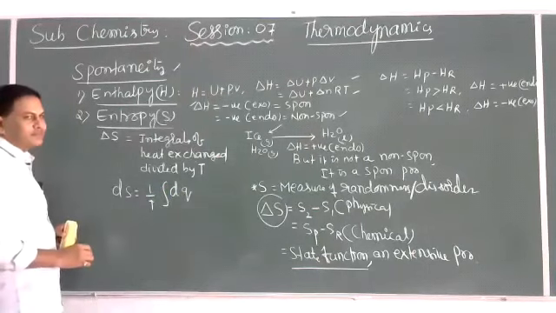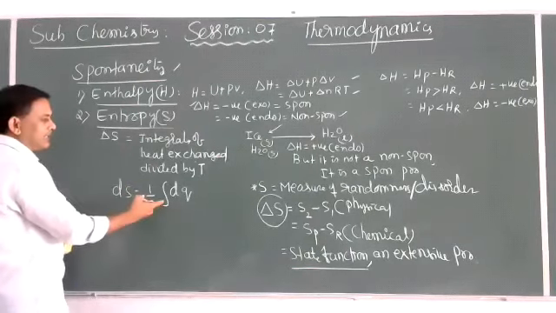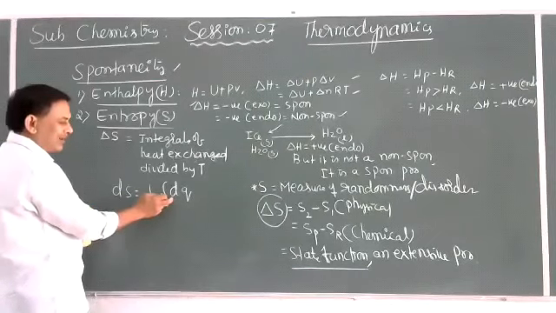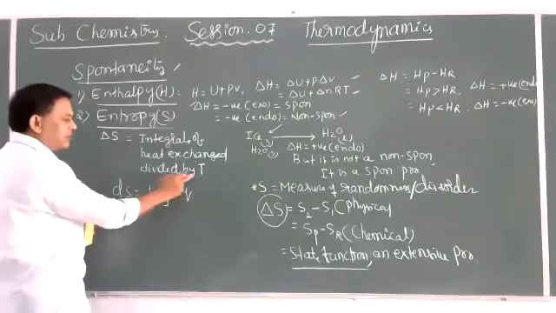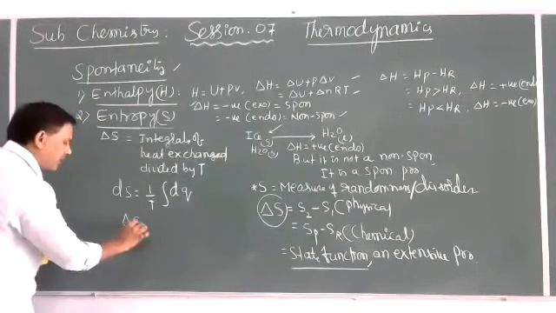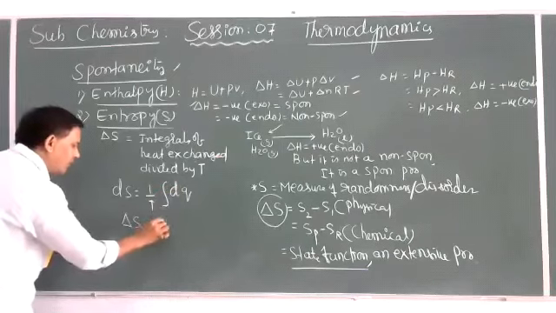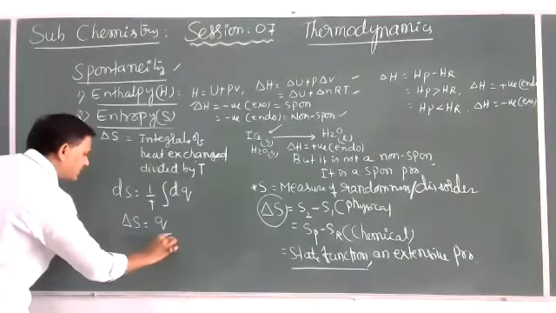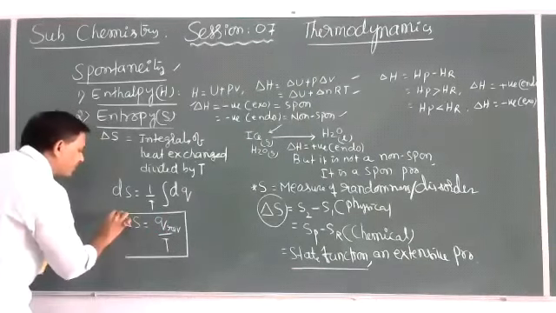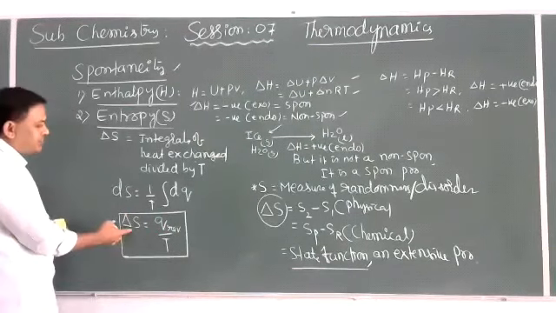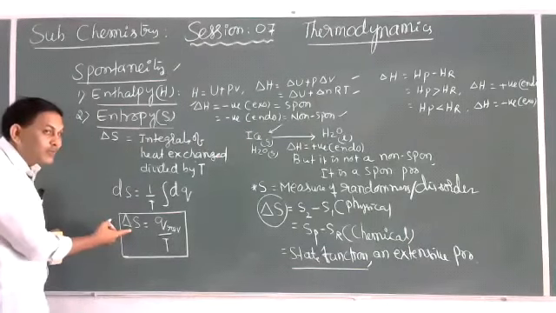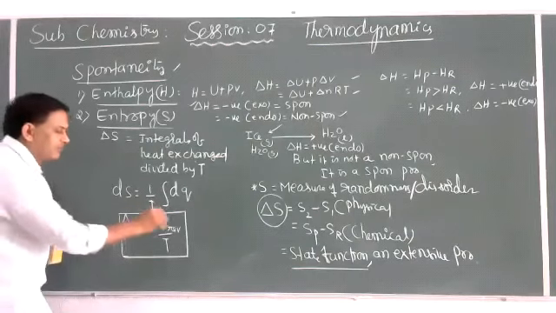This is according to the integral of the heat exchange, the change in heat divided by temperature. Now by integrating this we will get delta S equals Q divided by T. This is for a reversible process. So this is the mathematical form of change in entropy.